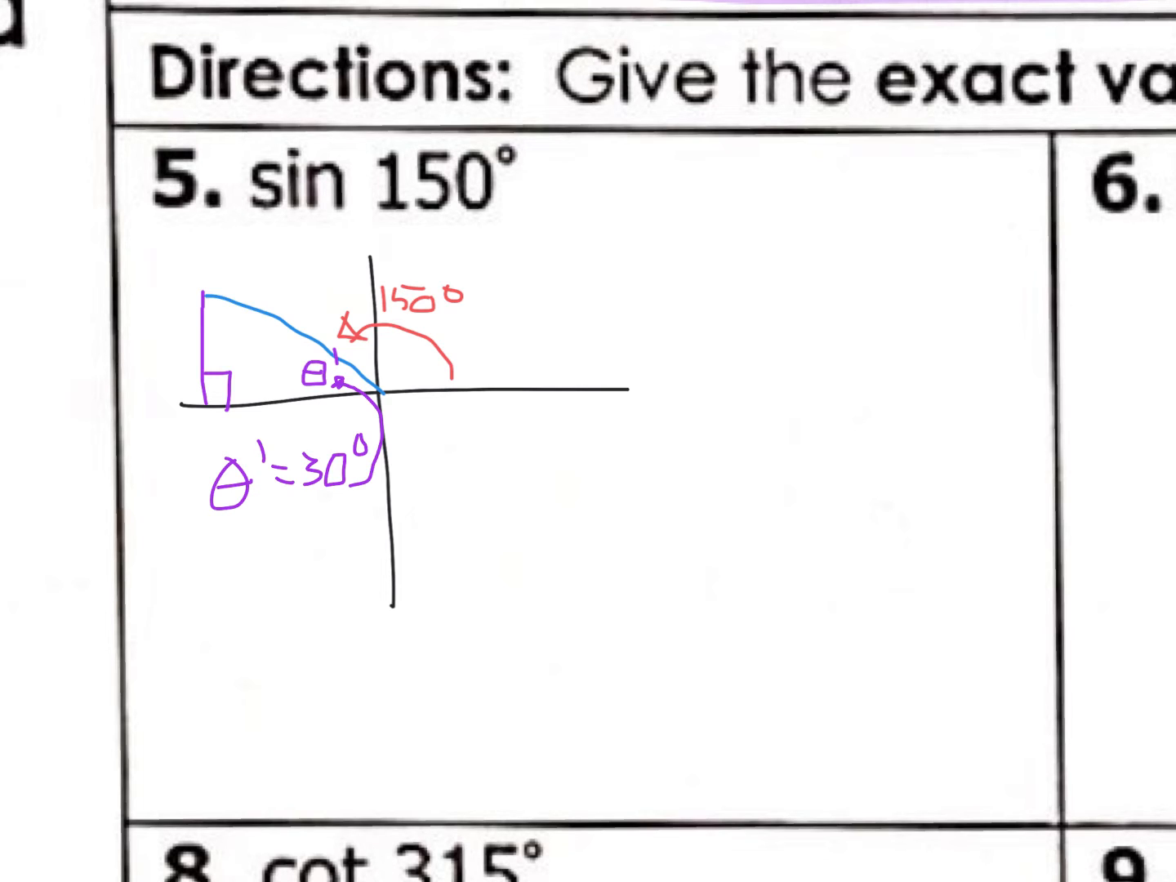Okay? So if that 30 degrees is my reference angle, then that means that 60 degrees must be up here. So I have a 30, 60, 90 triangle.